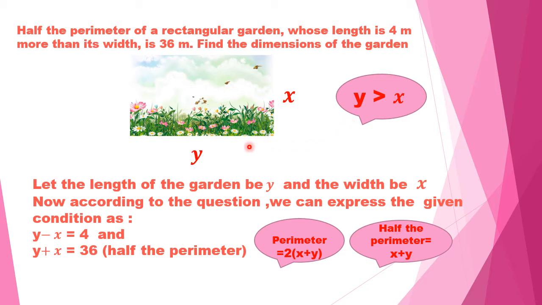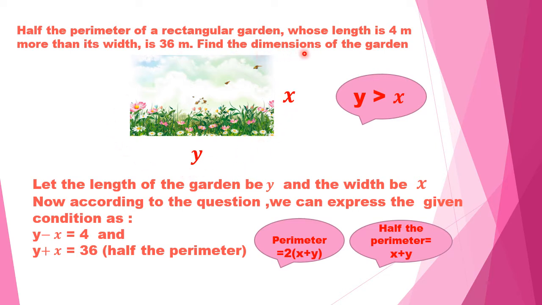Now here you can see the garden, and you can even see that the length of the garden is greater than its width. That's why if I denote the length of the garden by y, and if I represent the width of the garden by x, because we don't know the length and the width, this is what we are going to find for the garden.